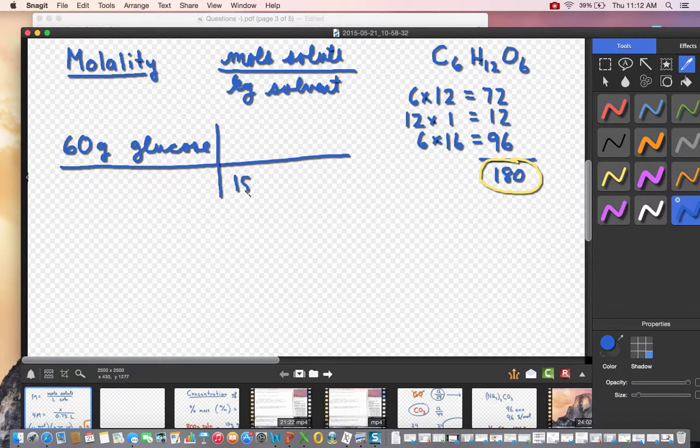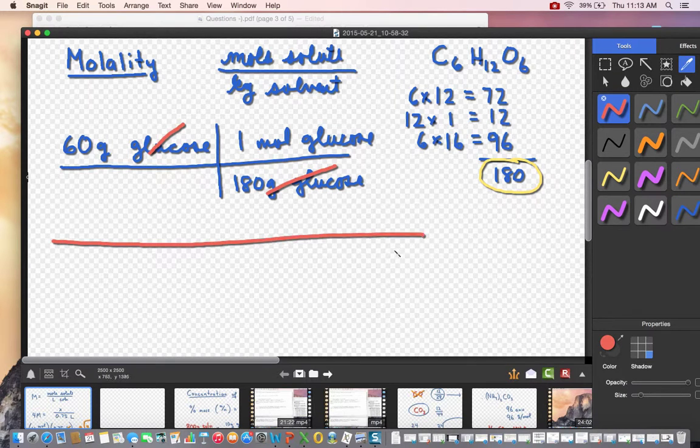So I have 180 grams of glucose in 1 mole of glucose. So 60 over 180 is 1/3. And then we have 0.500 kilograms of solvent.